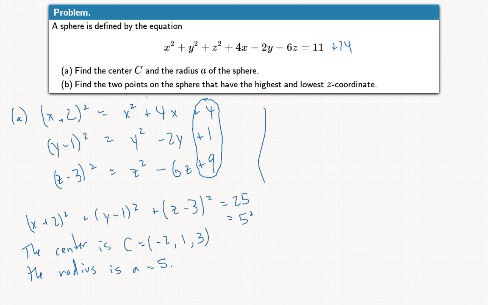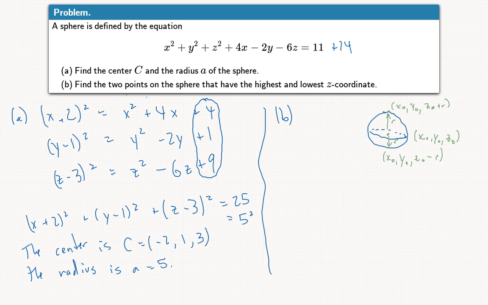Then for part B, if we have a sphere, and let's say this is the center point, with center x0, y0, z0, we can see that the points with the highest and lowest z coordinates are going to be the points directly above and directly below the center. And since this has radius r, these are going to have coordinates x0, y0, z0 plus the radius, and x0, y0, z0 minus the radius.